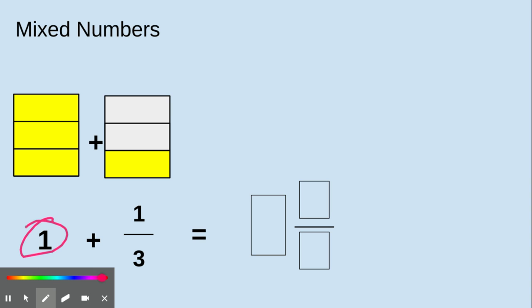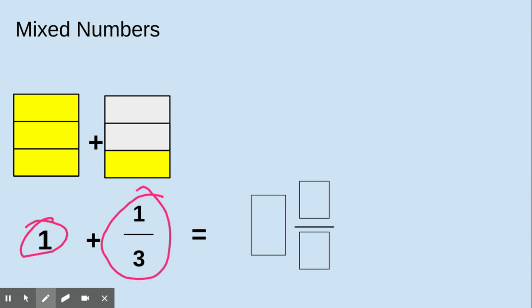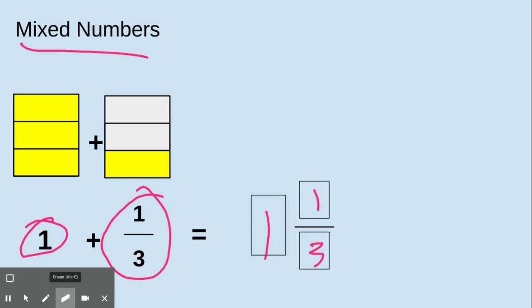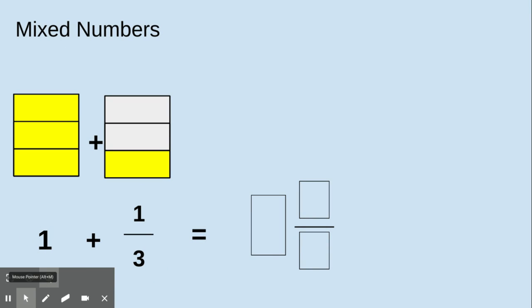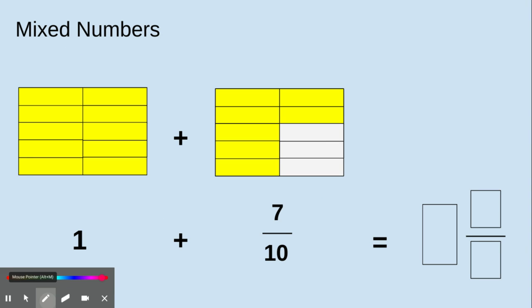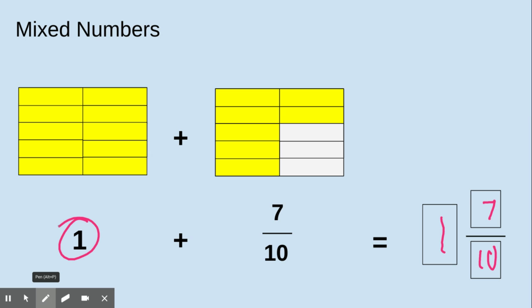All right, now it's your turn to try some. So 1 plus 1/3 equals 1 1/3. 1's our whole number, 1/3's our fraction. Those two combined makes a mixed number. 1 plus 7/10 equals 1 and 7/10. I added together our whole number to our fraction to get 1 and 7/10.